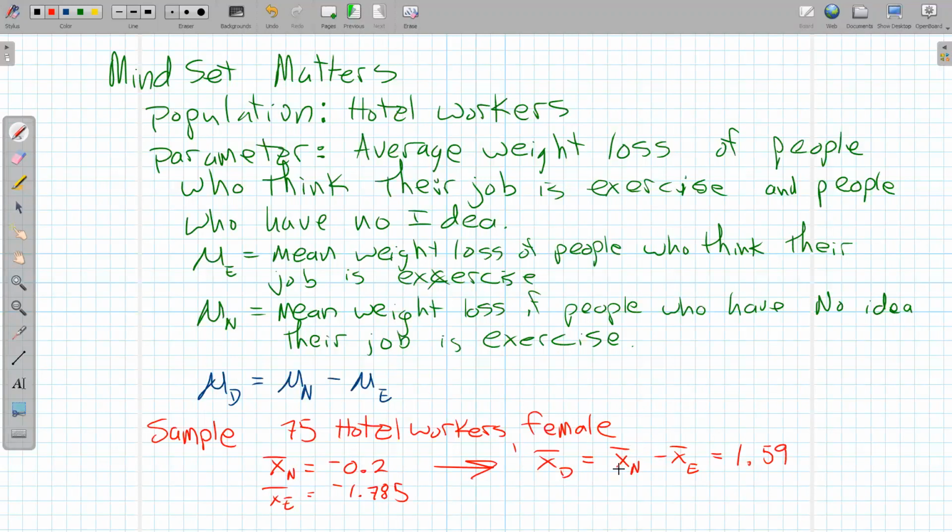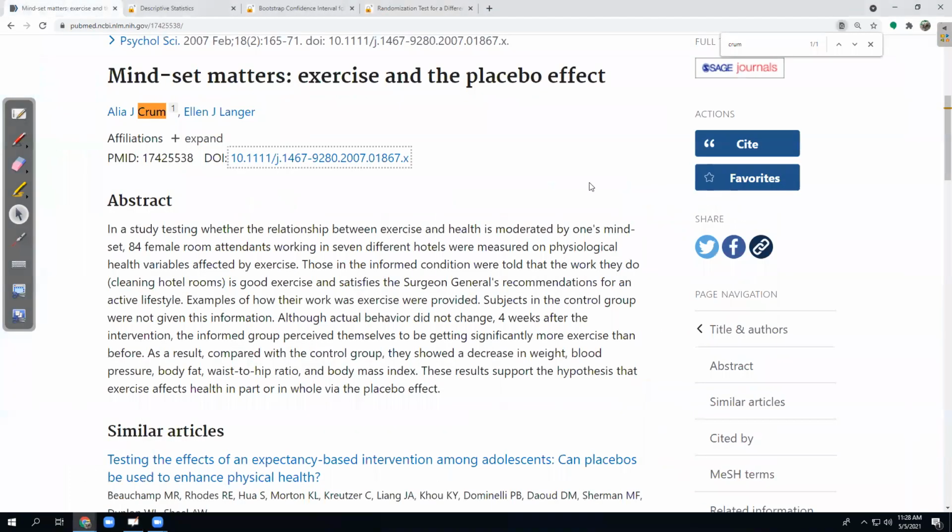Okay, so the difference I don't know versus I do know shows that there was more of a weight loss from the people who thought exercise mattered than the people who didn't know exercise matters. So now we have to decide what's the alternative hypothesis, because this study, I don't know if they really came out and stated it, did they? Let's look back at the study. So they're just kind of doing an abstract stating what they think their conclusion was. So as a result, compared to the control group, they showed a decrease in blah, blah, blah. These results support the hypothesis that exercise affects.